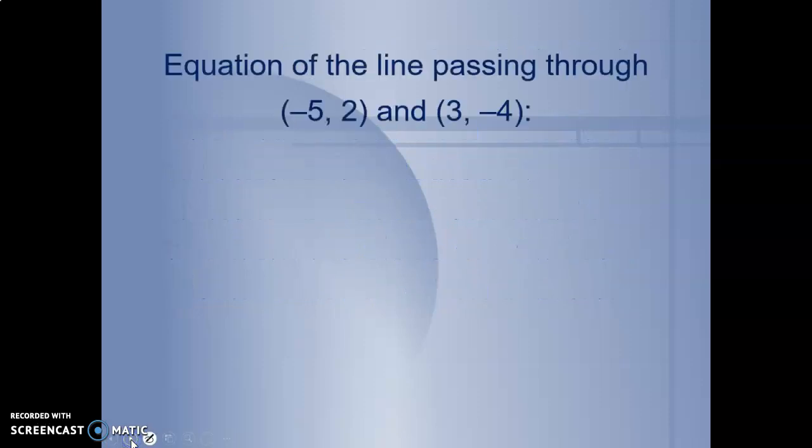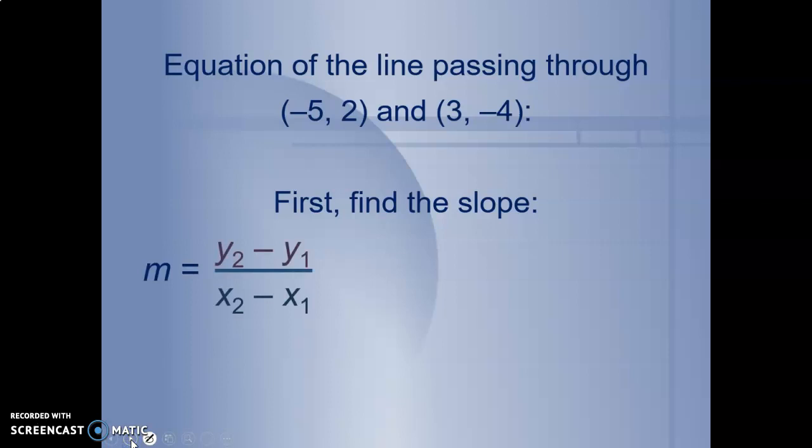An equation of a line passing through negative 5, 2, and 3, negative 4. What if we wanted to write that equation? Well, the first thing that we need to know is the slope. So we're going to use our slope formula, m equals y2 minus y1 over x2 minus x1, and we're going to plug in the numbers that we know.